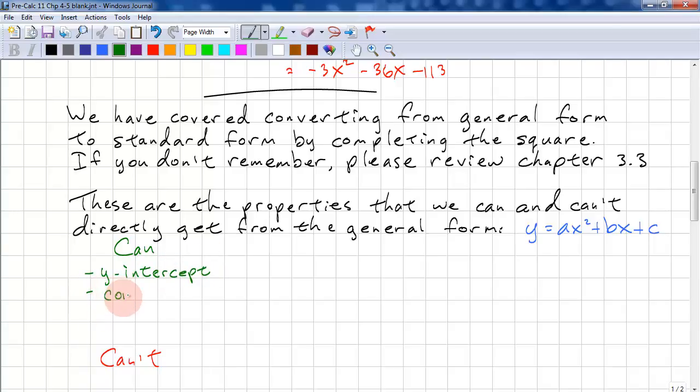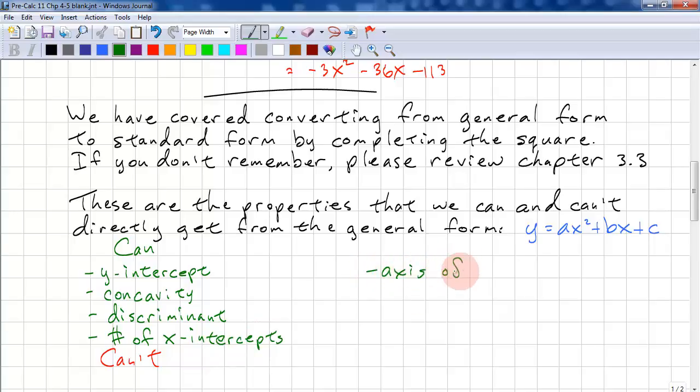We can also figure out the concavity. We can calculate the discriminant. And we can figure out the number of x-intercepts. We can also find the axis of symmetry, the vertex, the range, and the min-max.